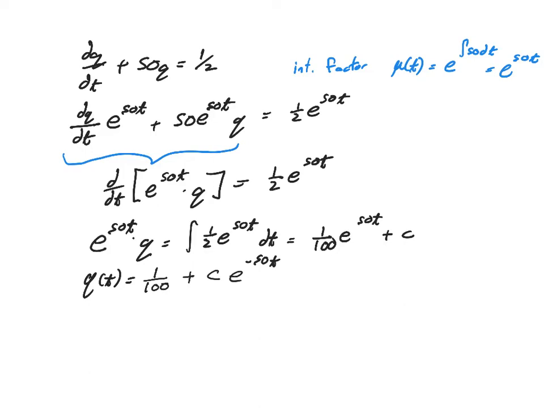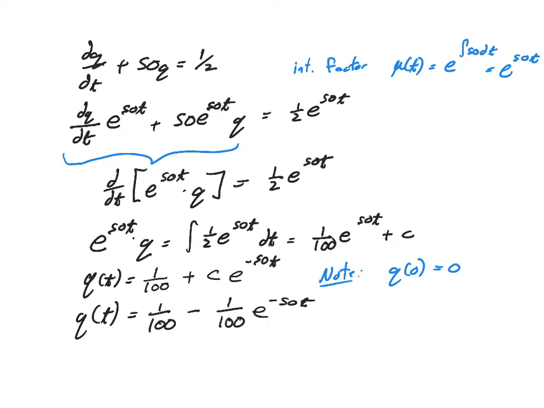And recall that q of 0 was equal to 0. So that means that I'm just going to have to put in negative 1/100 in front of this. So I have q of t equal to 1/100 minus 1/100 e^(-50t). All right, so that's the first part of this.